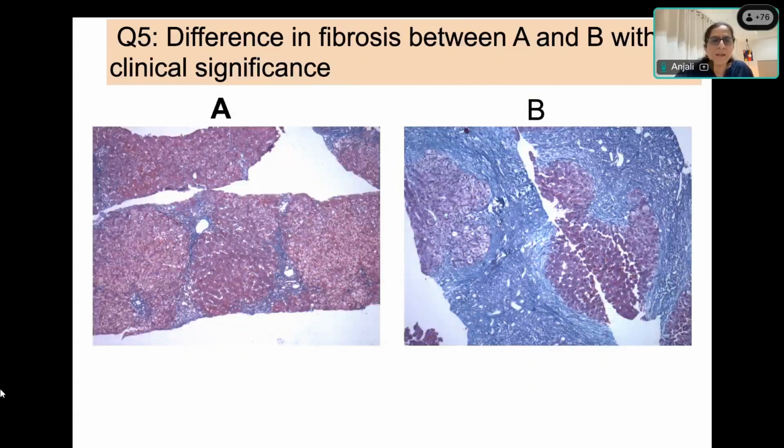Now, this is another example of liver fibrosis. Figure A is showing liver biopsy. Again, this is a cirrhotic liver. B also is showing a cirrhotic liver. So my question is, what is the difference between A and B fibrosis with clinical significance?